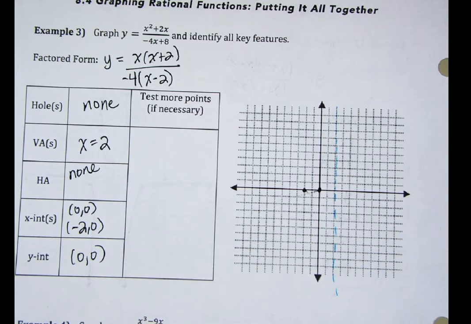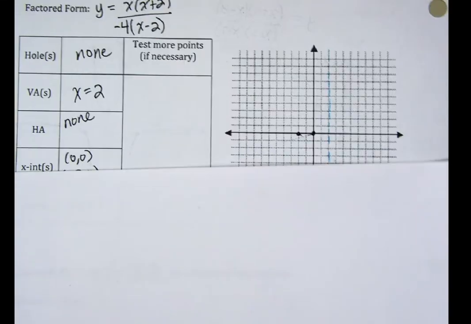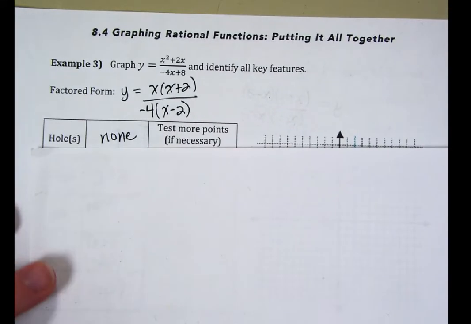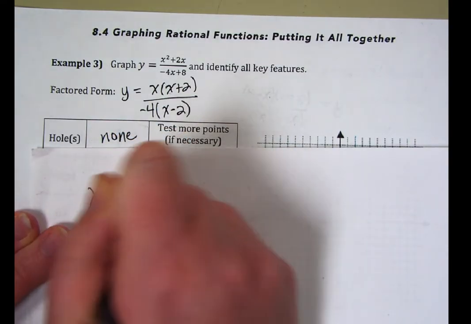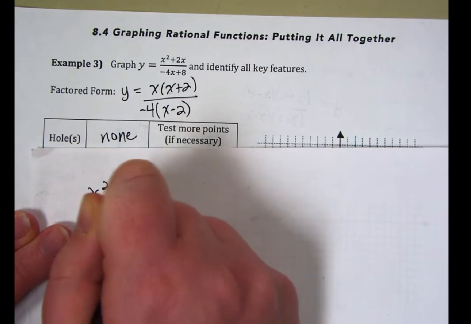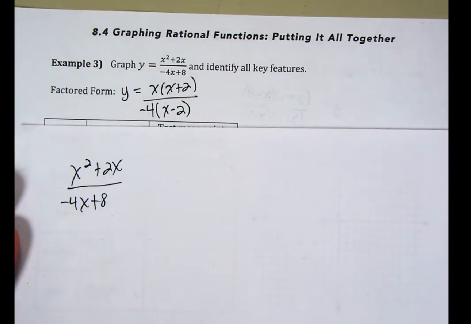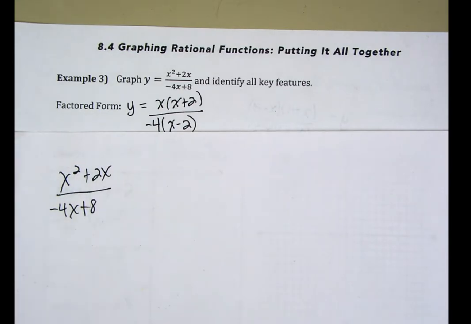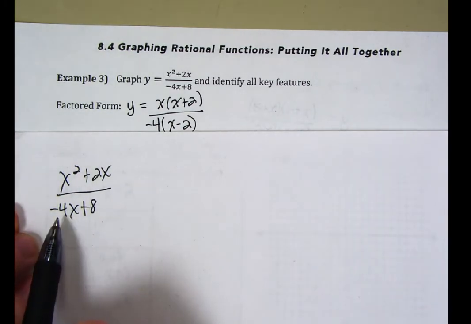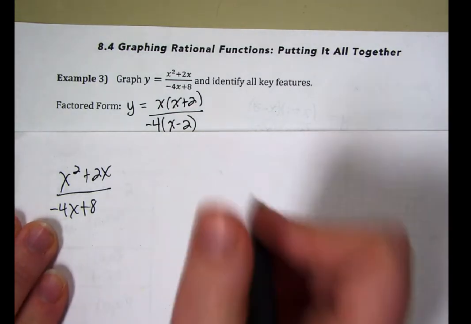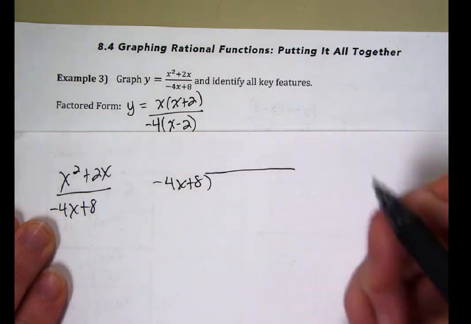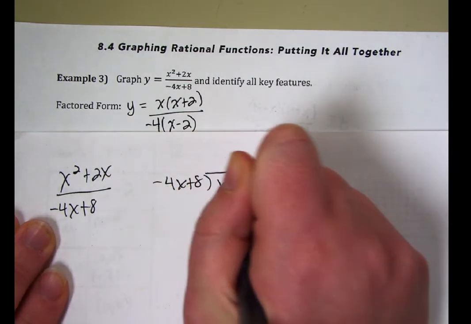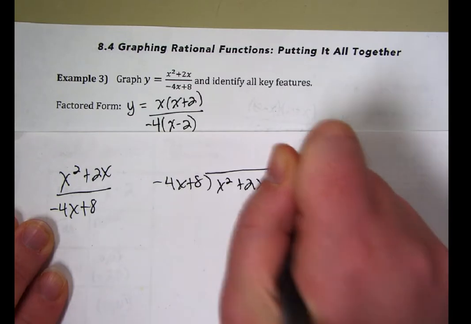So the way that you find an oblique asymptote is with division. You're going to divide this x squared plus 2x by -4x plus 8. So if you need a review of that, go back to chapter 5. This is where we did synthetic or long division. In this case, with that -4, we're going to do long division. So -4x plus 8 is our divisor. Our dividend is x squared plus 2x plus 0.